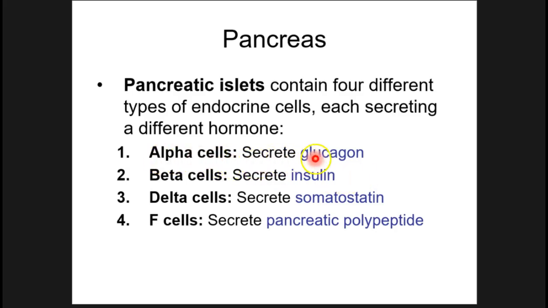Alpha cells secrete glucagon. Glucagon is going to increase blood sugar. Beta cells secrete insulin. Insulin is going to decrease blood sugar. Remember, it's going to decrease blood sugar by shuttling sugar into cells. If sugar is in cells, it's not in the bloodstream. Those are different compartments. Delta cells secrete somatostatin, and F cells secrete pancreatic polypeptide. We're not worrying about their functions.